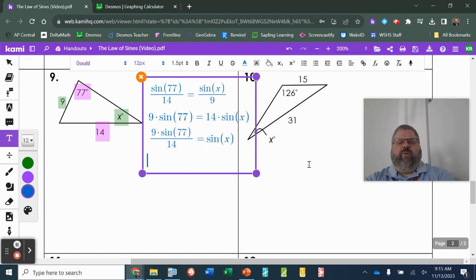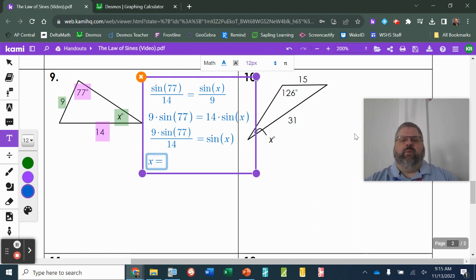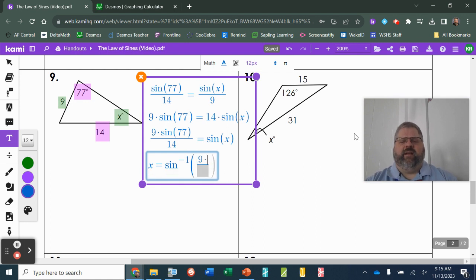And as we did in some of our previous lessons, when I'm taking the sine of a variable, the way to get the variable out of the function is to take the inverse trig function of both sides. So that means I'm going to write x is equal to the inverse sine of that other side. So x is equal to the inverse sine of 9 times the sine of 77 degrees divided by 14.